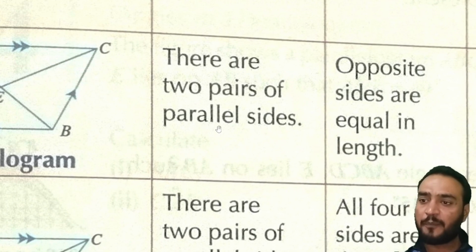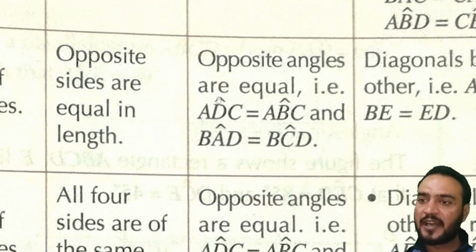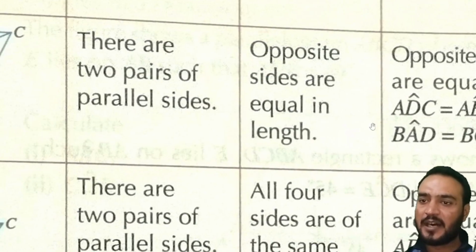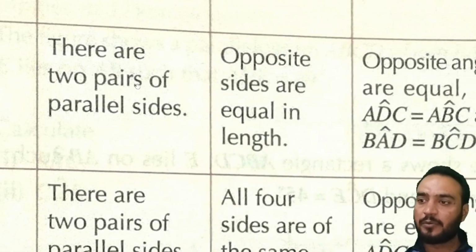There are two pair of parallel sides. Opposite sides are equal in length. Okay, opposite angles are equal. That is, angle at point A is equals to angle at point C, and angle at point B is equals to angle at point D. The opposite angles are equal.